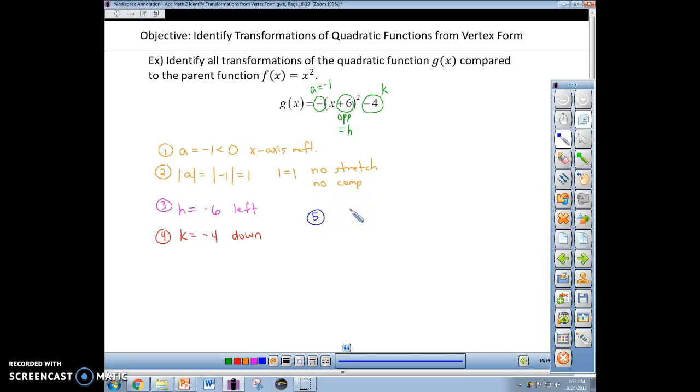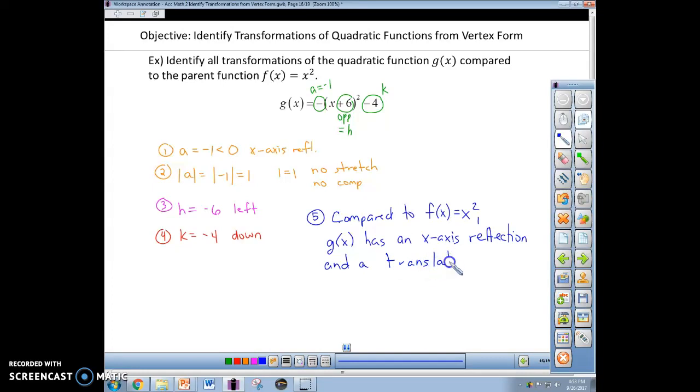So we have, compared to f of x equals x squared, g of x has an x-axis reflection and a translation left 6 units, down 4 units.